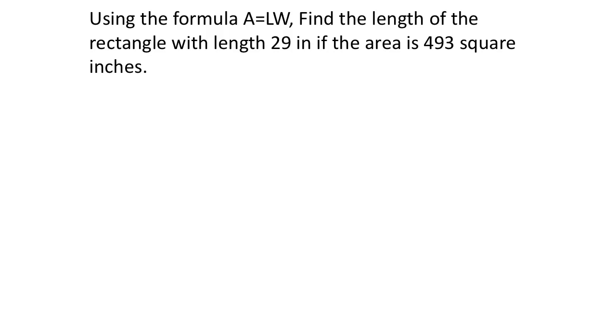All right, using the formula, A equals L times W, that's area equals length times width. Find the length of the rectangle with length 29 inches if the area is 493 square inches. All right, so they gave us that formula up there for the area, and this would be for a rectangle. Area equals length times width.